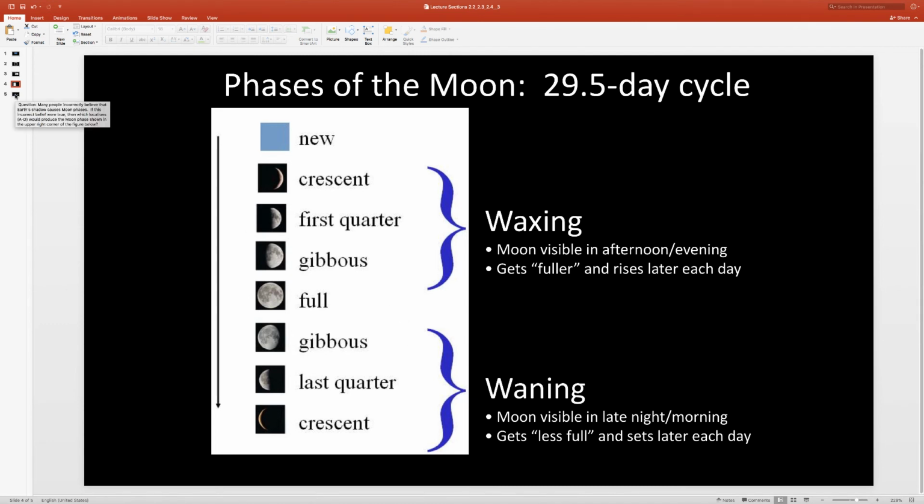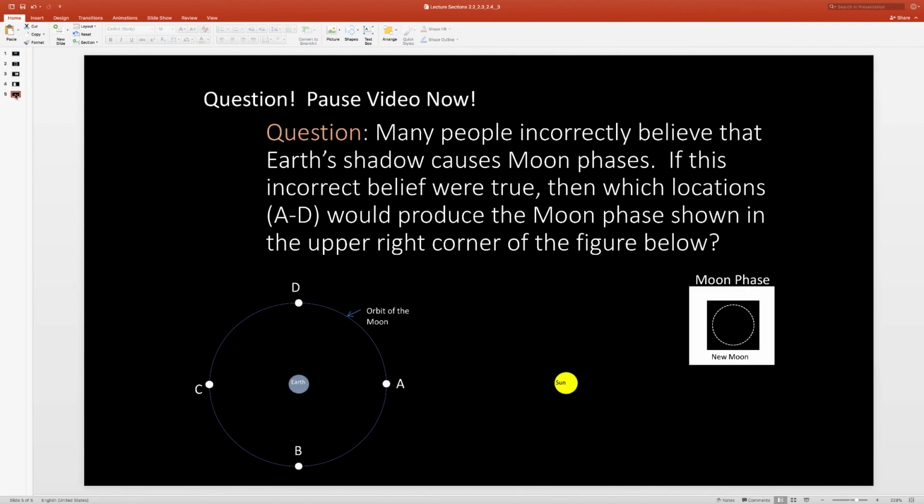Okay, so let's try a question. All right, again, you're going to have to pause the video and think about this geometry here. Read the question, pick the right answer from below.